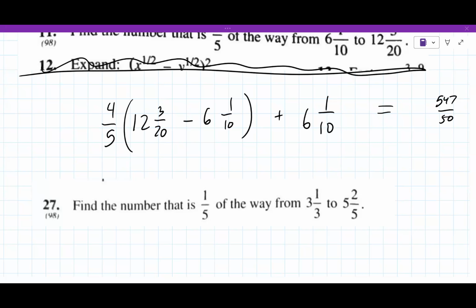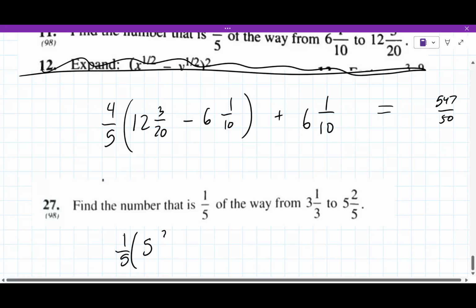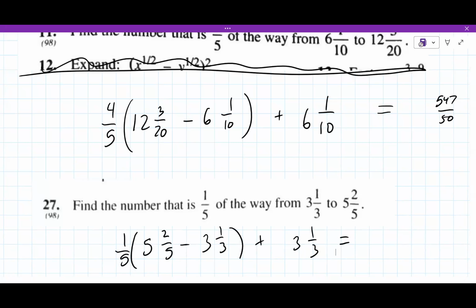All right. So 1/5, all in parentheses, 5 and 2/5 minus 3 and 1/3, plus 3 and 1/5. Sorry, 3 and 1/3. All right, I agree. So let me get to calculating. What does my system say?